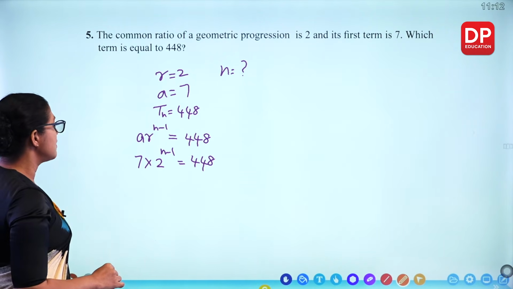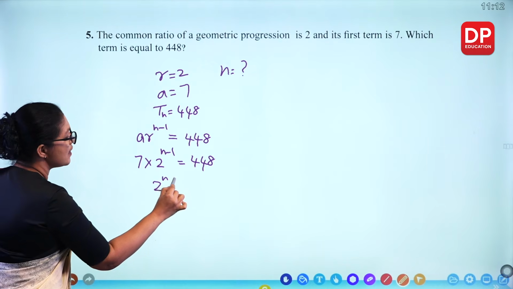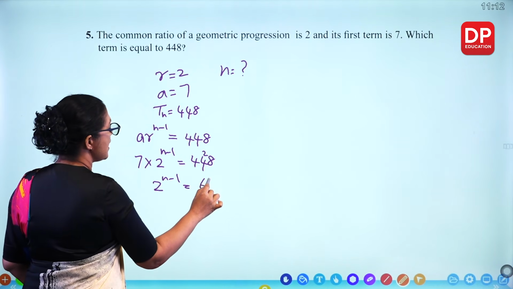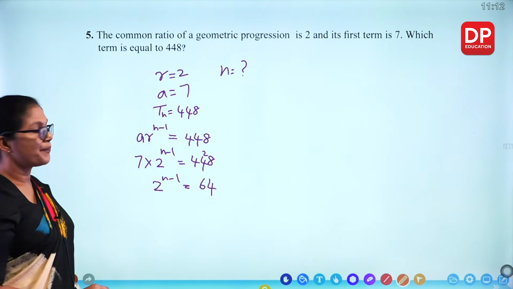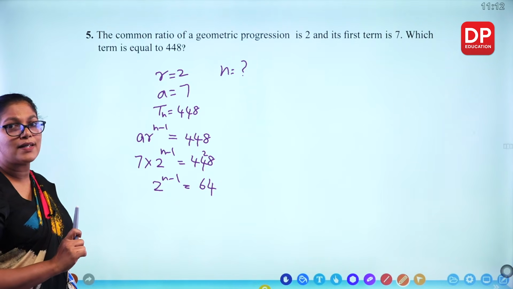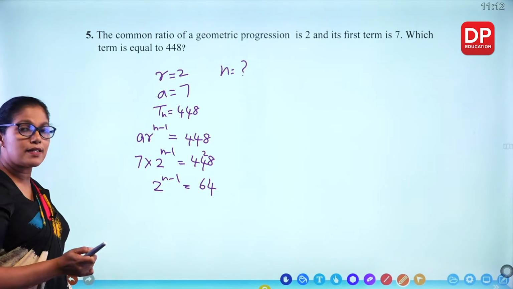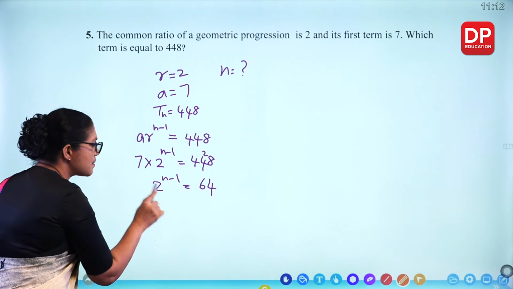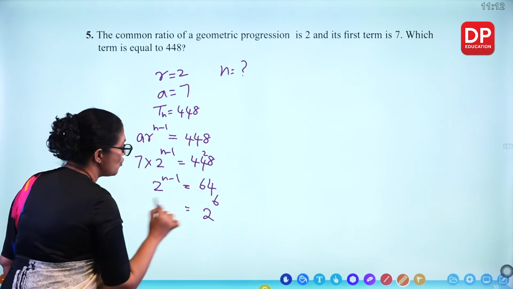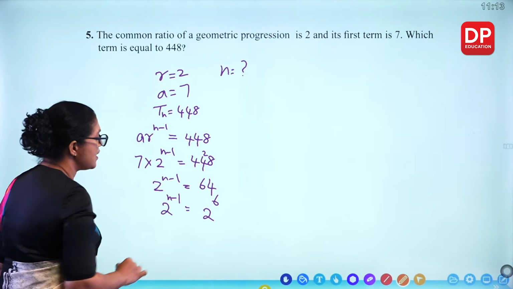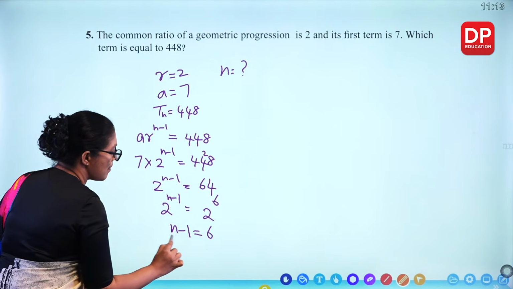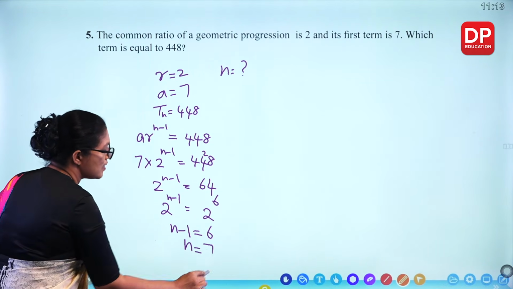So first thing, divide this by 7. 2 to the power n minus 1 is 7 times 6, 42. 7 times 4 is 28, that's 64. 64 is 2 to the power 6. Even power, you can write as positive or negative, but this base is plus 2, so you don't need to write down negative power. 2 to the power 6 is 2 to the power n minus 1. Same base, you can compare the powers. n minus 1 is 6, n equals 7.